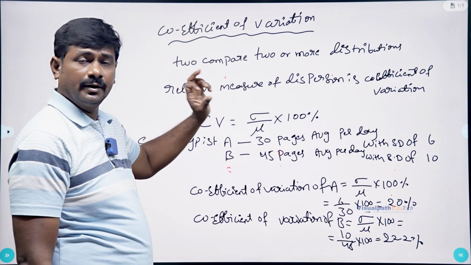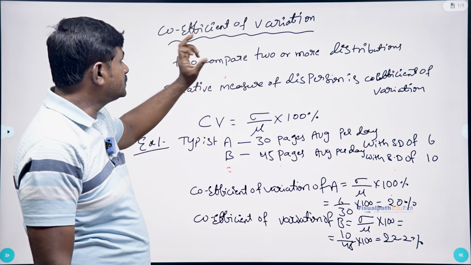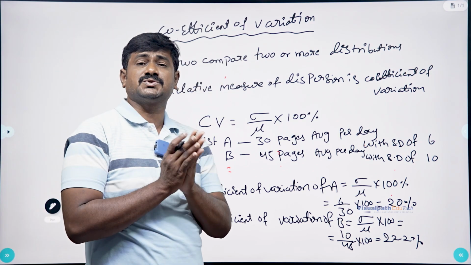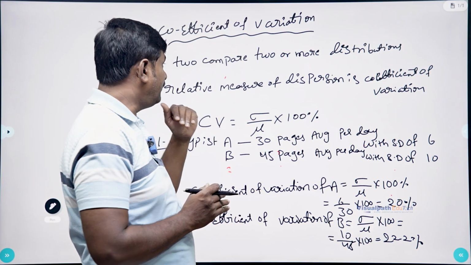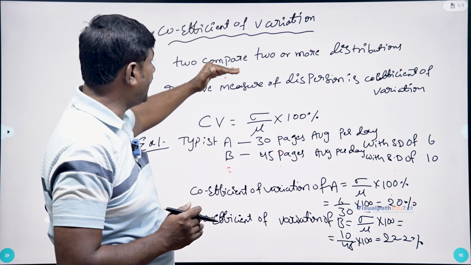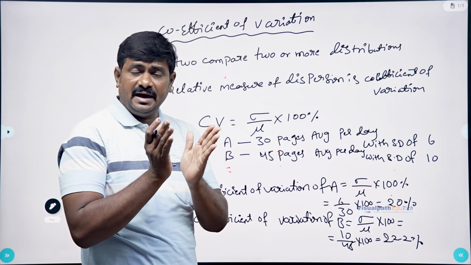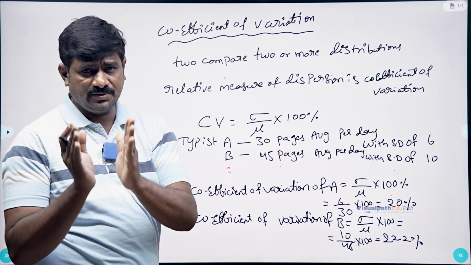Then one more measure of dispersion: the coefficient of variation. We use this coefficient of variation when we have to compare two or more distributions, when we are making a comparison between distributions.